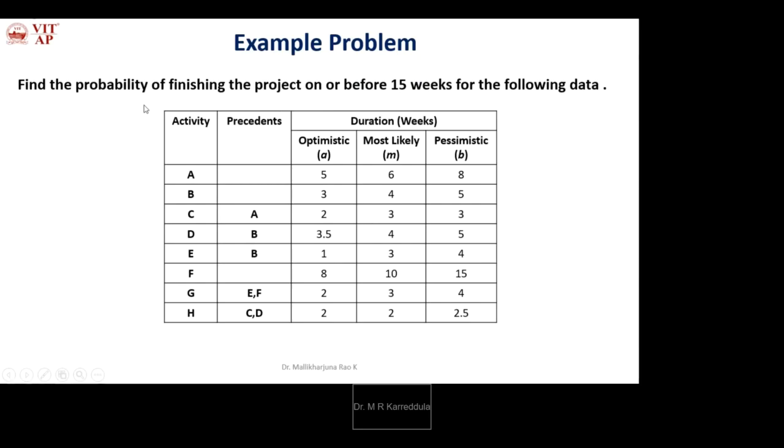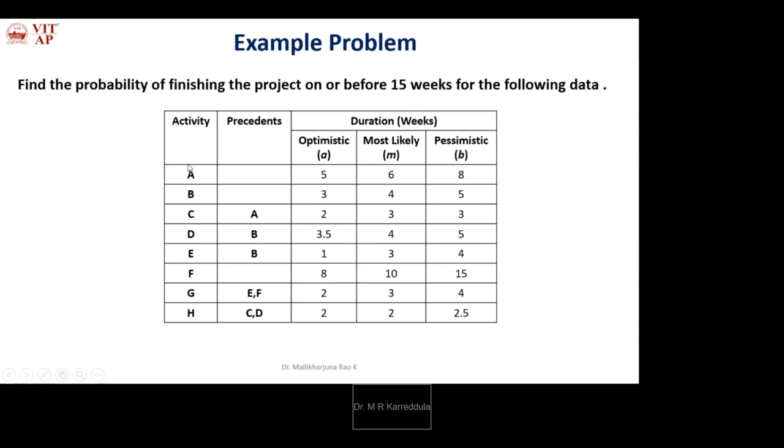Find the probability of finishing the project on or before 15 weeks for the following data. So what is the target date given? The target date given is 15 weeks for the whole project, not for the individual activities. For the whole project, the target date is given. So we need to find the Z value for the last event, the final event. Okay, so we'll see how it is possible.